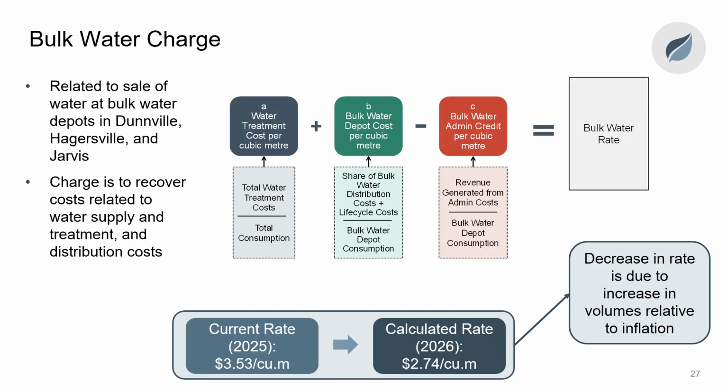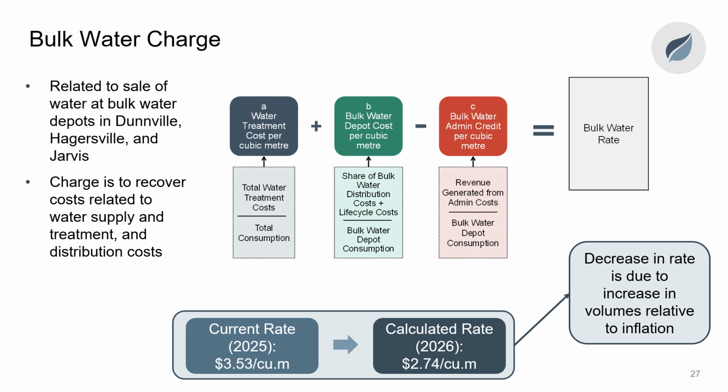For the bulk water rate, this is a rate related to the sale of water at the bulk water depots in Dunnville, Hagersville, and Jarvis. And really the charge is to recover the costs related to providing the bulk water service. And so what we do is we take a look at the water treatment costs. We take the total water treatment costs, divide it by the total consumption in the system to come up with a per cubic meter charge for water treatment.